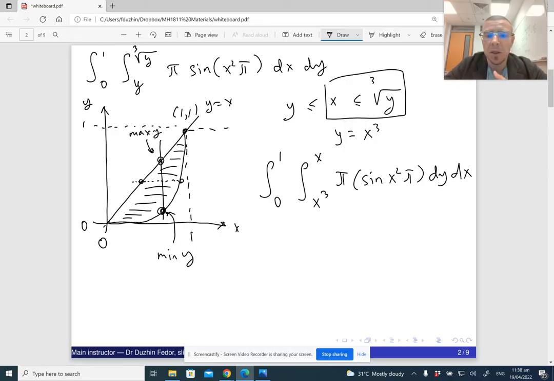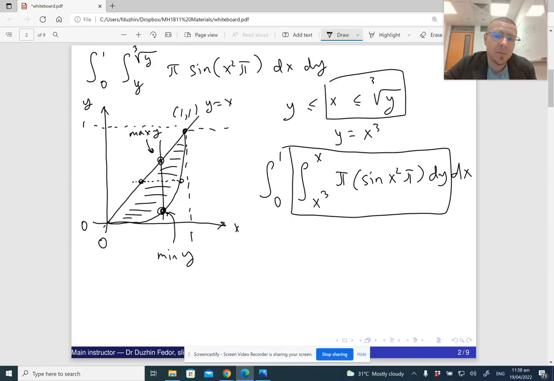All right, so now how do we solve this integral? The first step is we do the inside integration. Notice that here we're integrating with respect to y, but the function doesn't depend on y, so we can just take it out. So this is going to be just x minus x cubed times pi times sine of pi x squared. And we've got to integrate this expression with respect to x.